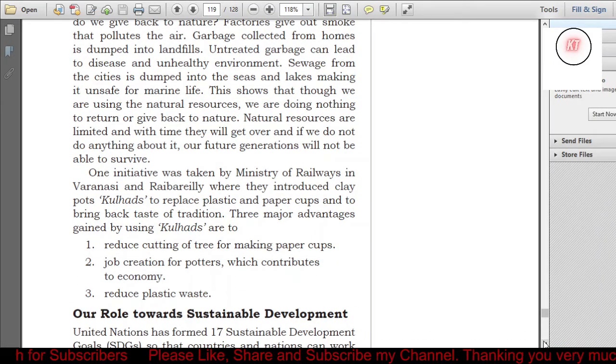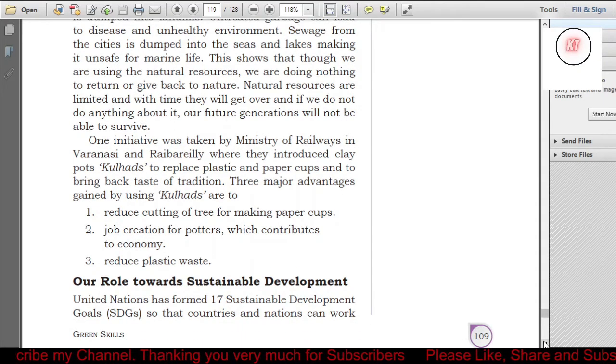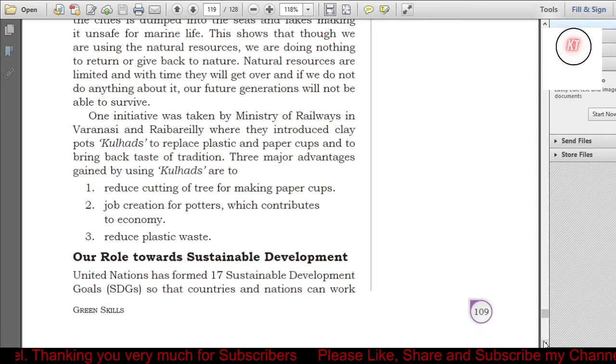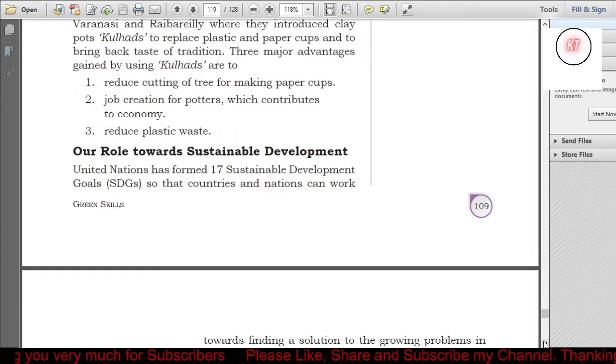One initiative was taken by the Ministry of Railways in Varanasi and Raebareli, where they introduced clay pots, kulhads, to replace plastic and paper cups, and to bring back the taste of tradition. Three major advantages of using kulhads are: reduce cutting of trees for making paper cups, create work for potters, which contributes to the economy, and reduce plastic waste. It is our role towards sustainable development.